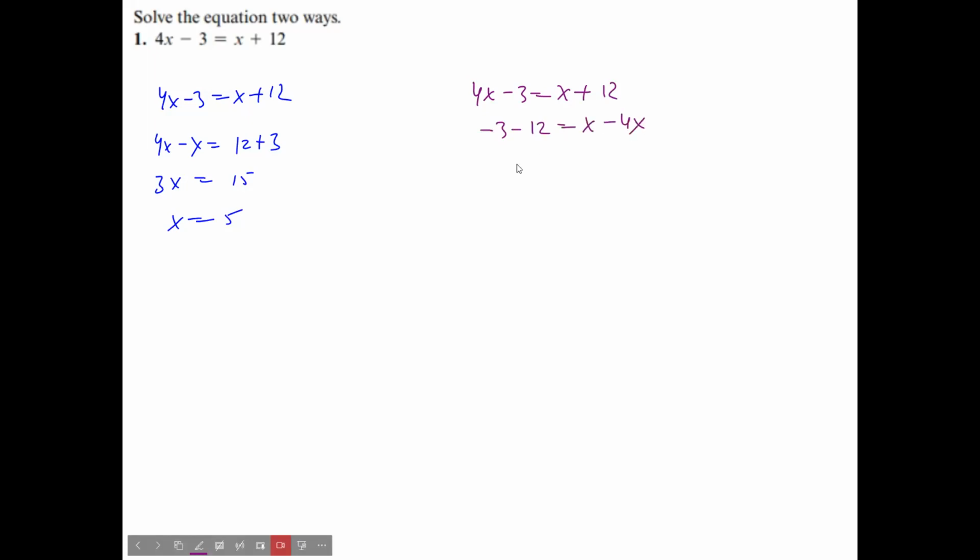Okay, so what do we have? 4x minus 3 equals x plus 12. So 4x minus x equals 12 plus 3. So what is it? 3x equals 15, x equals 5. Again, 4x minus 3 equals x plus 12. So minus 3 minus 12 equals x minus 4x. Minus 15 equals minus 3x. 5 equals x.